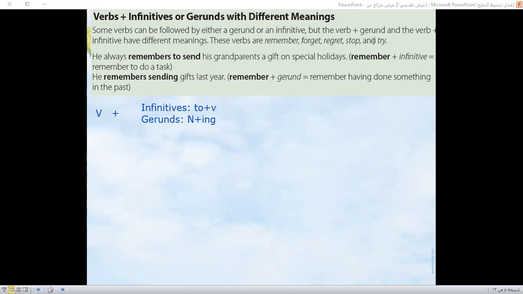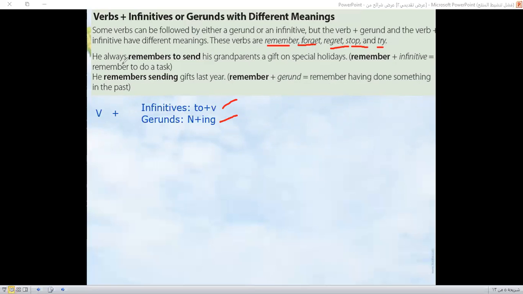Okay, we have how many verbs here? I think we have five, yes, five. We have the verbs here: remember, forget, regret, stop, and try. Those are the verbs that we're going to learn, each one of them, how they are going to mean when they are followed by the infinitives and when they are followed by the gerunds. Does that make a difference in the meaning?